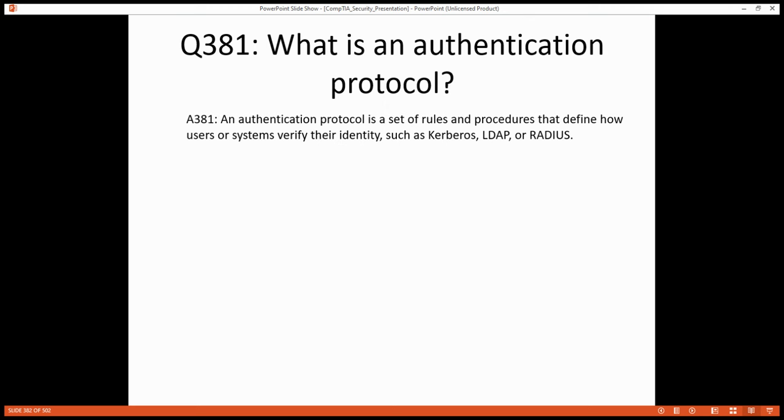Q381. What is an authentication protocol? A381. An authentication protocol is a set of rules and procedures that define how users or systems verify their identity, such as Kerberos, LDAP, or RADIUS.